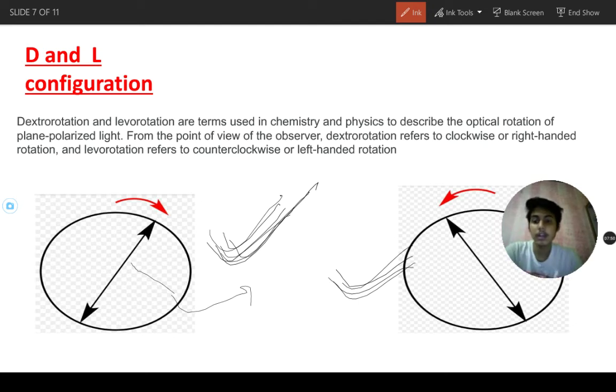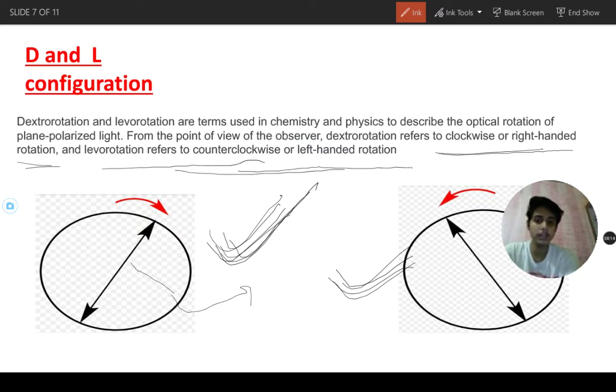Dextrorotation and levorotation are terms used in chemistry and physics to describe the optical rotation of plane polarized light. I said that when plane polarized light turns right side, it is dextrorotatory. When left side, it is levorotatory. From the point of view of the observer, dextrorotation refers to the clockwise or right-handed rotation, and levorotation refers to the counterclockwise or left-handed rotation. Counterclockwise means anti-clockwise, it will move left side. So it is levorotation. This is all about dextrorotation and levorotation.